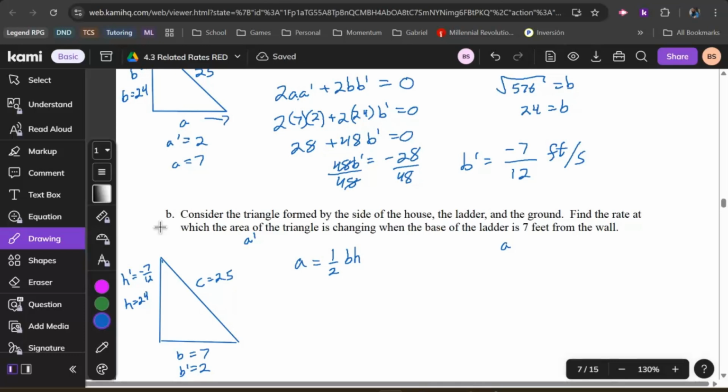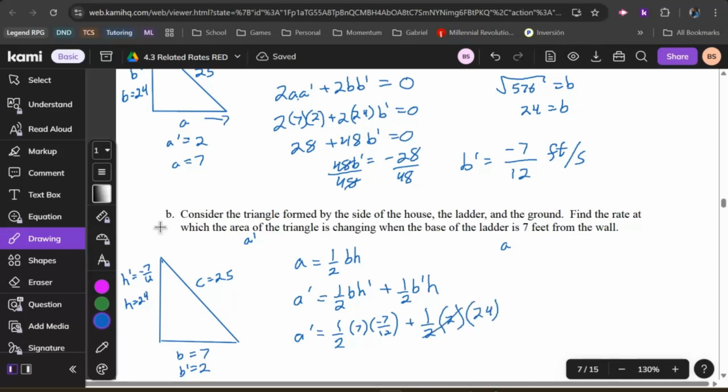So now if we differentiate here, we're going to get A prime is equal to 1/2. We've got to do a product rule, so we're going to get 1/2 B H prime plus 1/2 B prime H. And then we just plug in everything we know. A prime is what we're looking for. B is 7. H prime, our height there, is negative 7/12. And then our B prime is 2, and our H is 24.